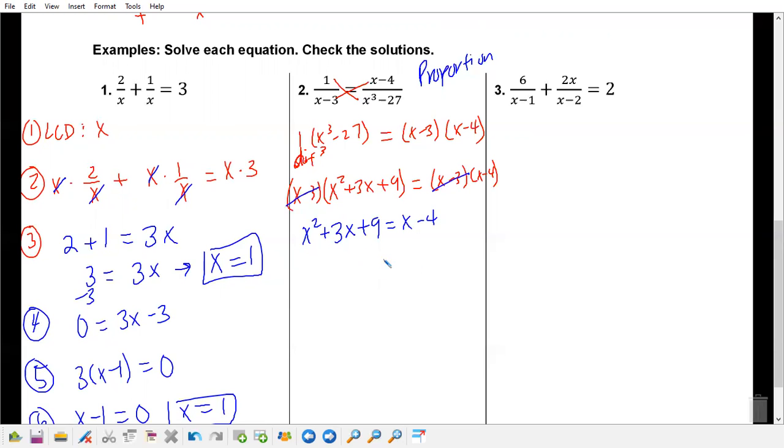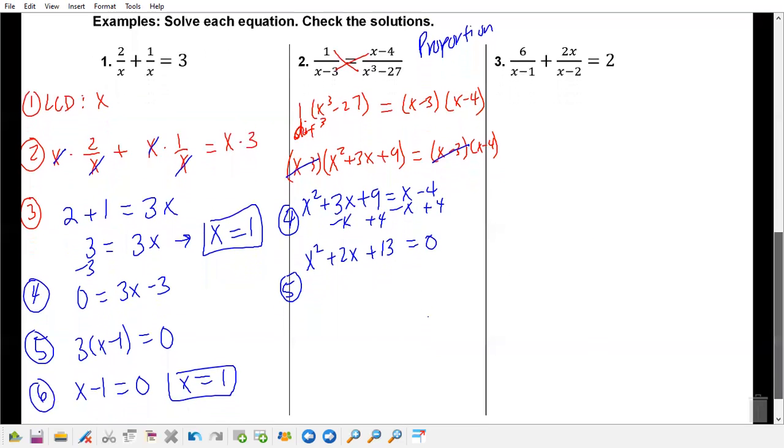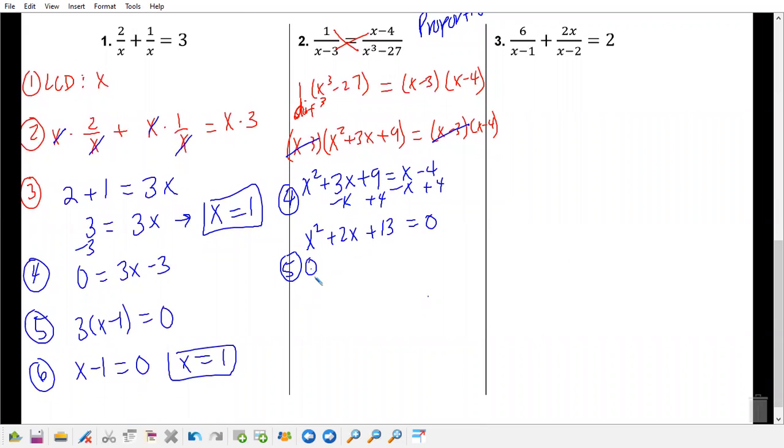Now I'm at step 4, where I want to get one side equal to 0. And that gives me x squared plus 2x plus 13 equals 0. Step 5 is to factor. But the thing here is to factor this, it's not going to work. And it's not going to work because 13 is what? Prime. Exactly. So you have to use the quadratic formula.